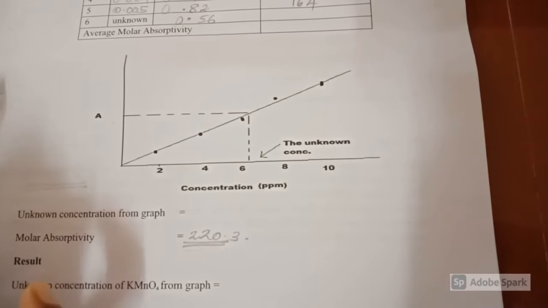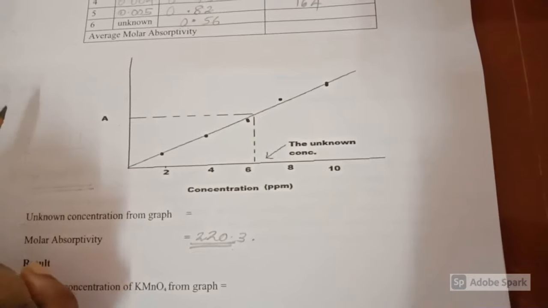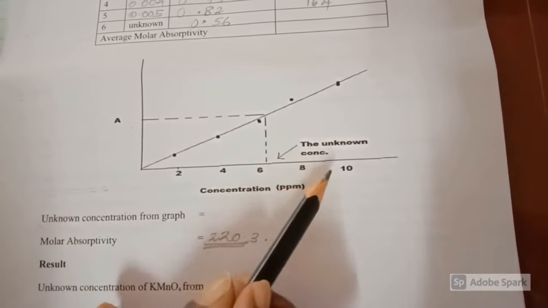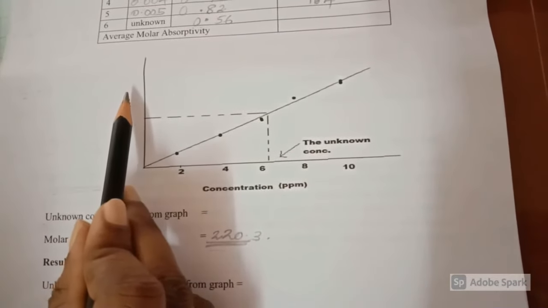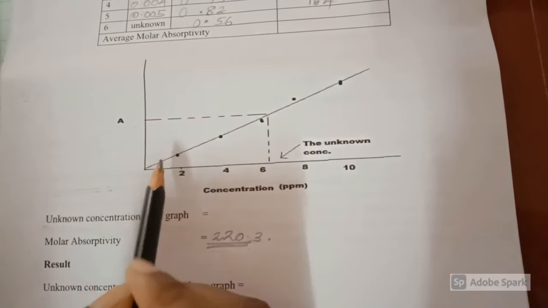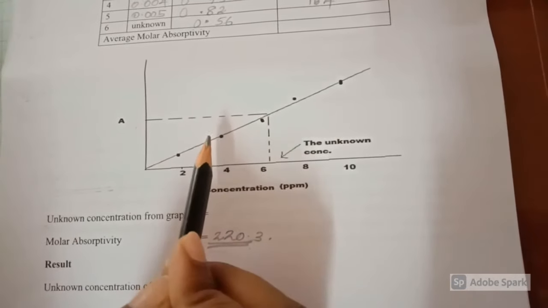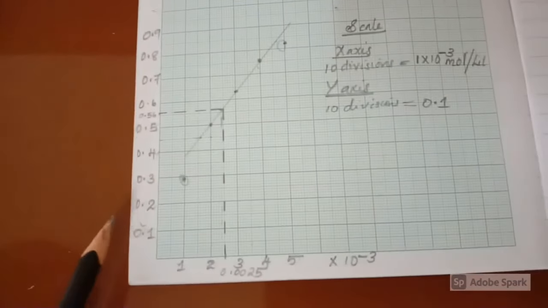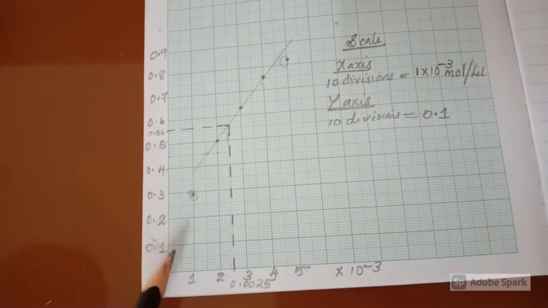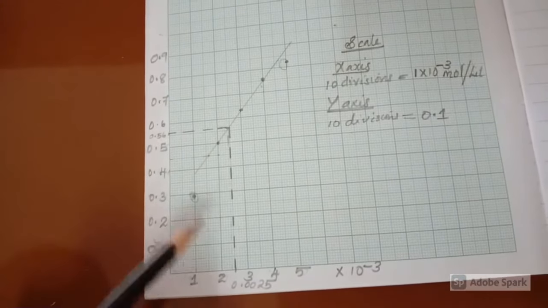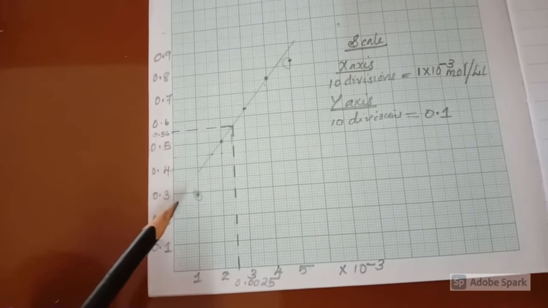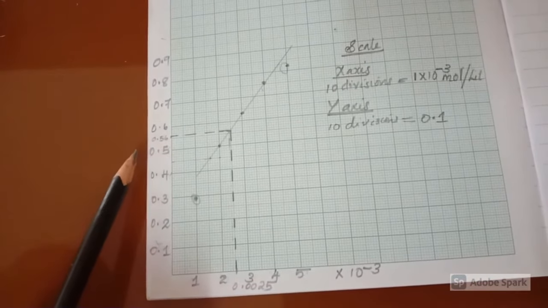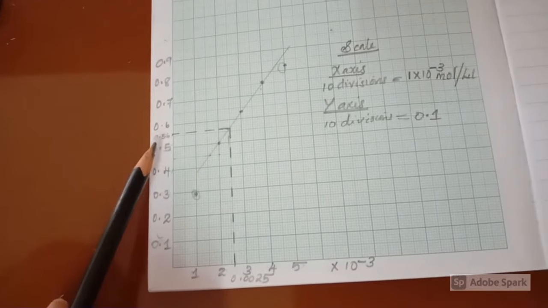Next, a graph is plotted with absorbance against concentration of KMnO4. That is, the concentration values are plotted on the x-axis and absorbance values are plotted on the y-axis. Then we get a straight line. From the graph, we can calculate the unknown concentration of KMnO4. Here, we obtained the graph as this. From this graph, we can find out the unknown concentration using its absorbance value. We have got 0.56 as the unknown absorbance.